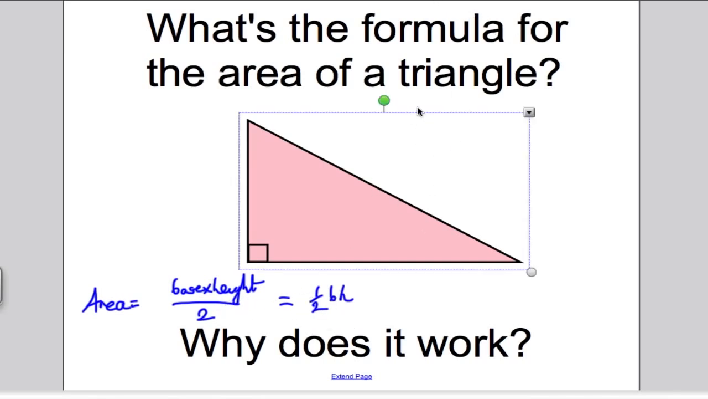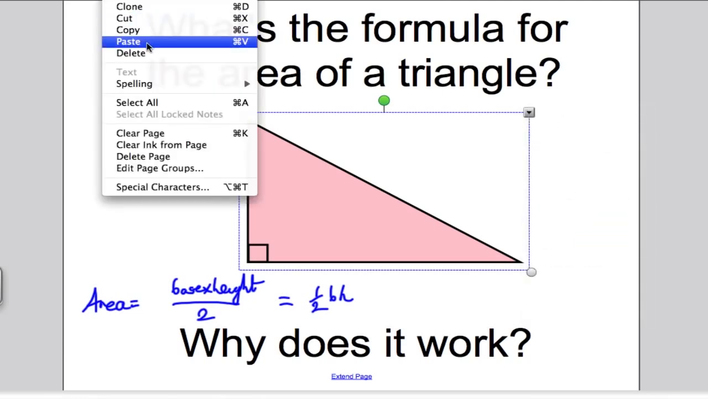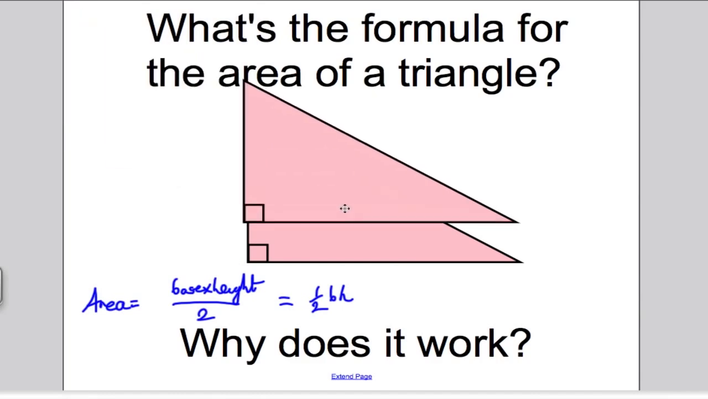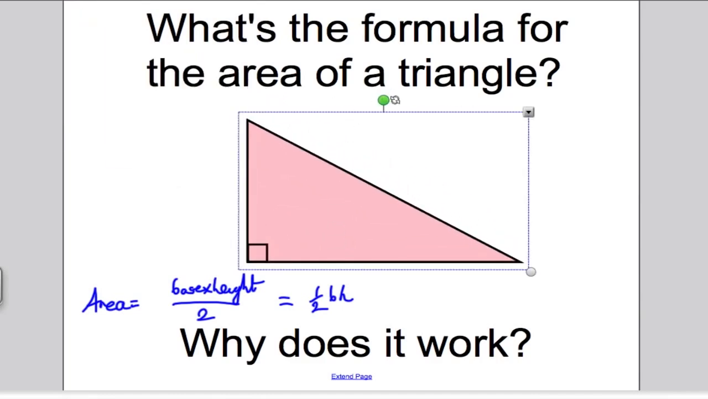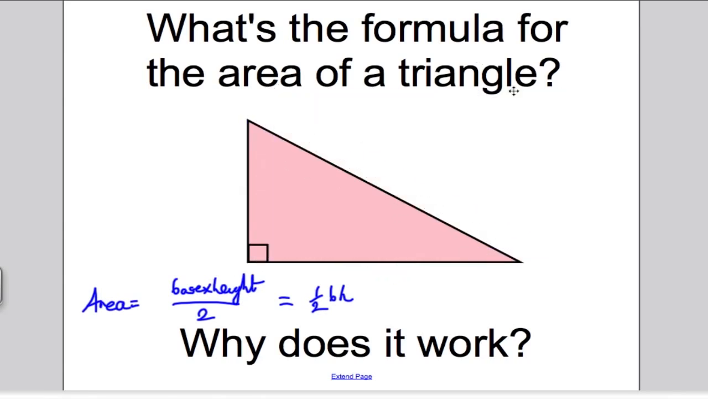Why does it work? Well, any right angled triangle, if I copy and paste another version of that triangle here, and rotate it around, is simply half a rectangle. The area of a rectangle is base times height, so if you just want half of it, then you have to halve it after.